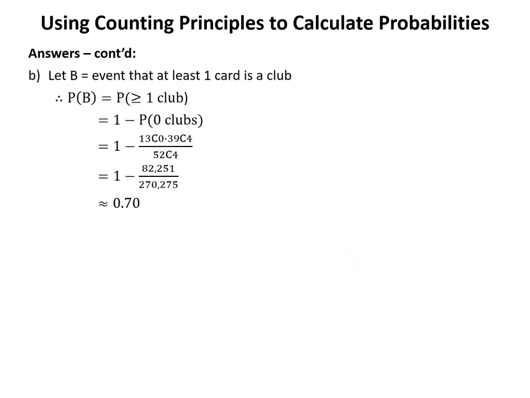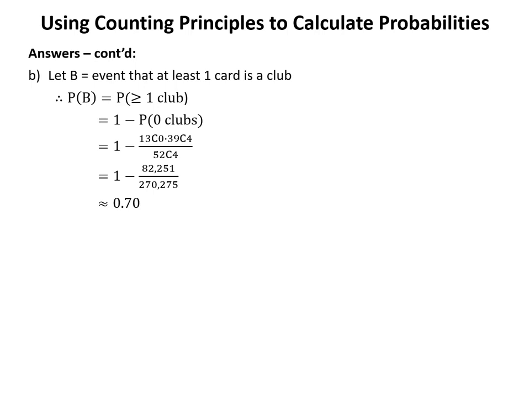Now, in part B, we're looking for the probability. We can define the event B as the event that there's at least one card in the hand that is a club. So the probability of event B can be rewritten as the probability of getting greater than or equal to 1 club in the hand, and we just use that short form there. And that can happen as either having 1 or 2 or 3 or 4 clubs, and there's 4 different scenarios there, and that can get quite complicated to work out.